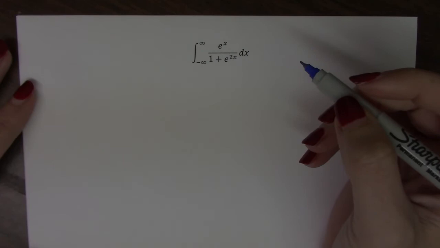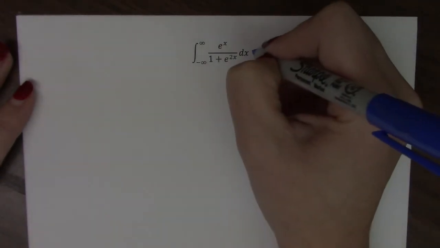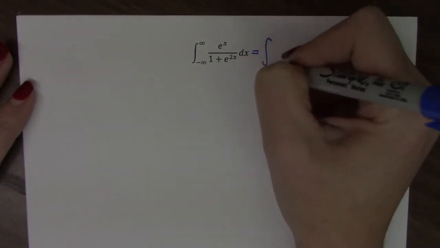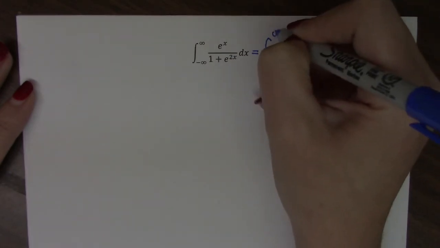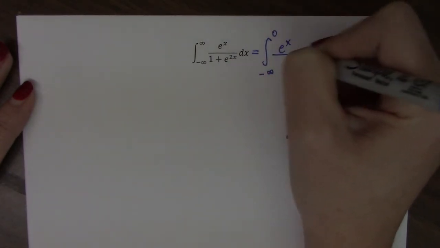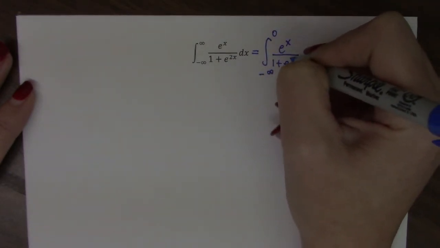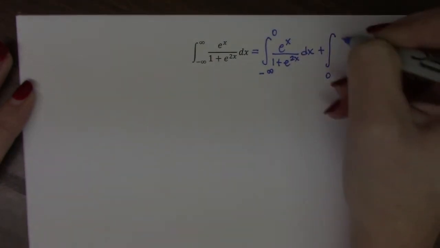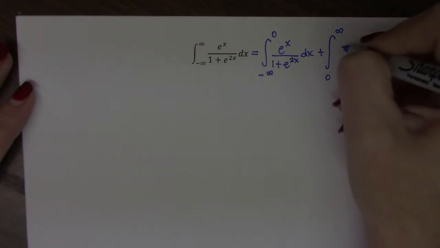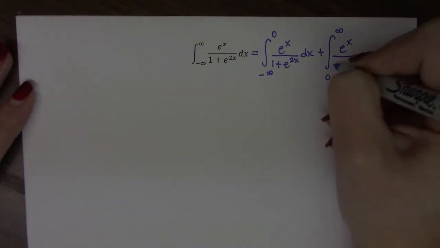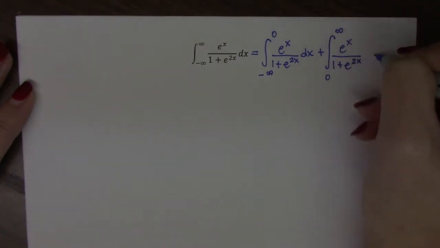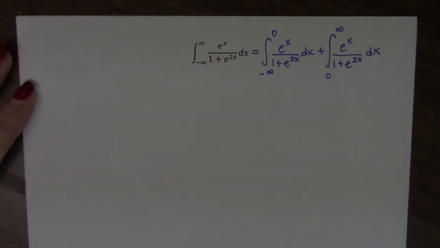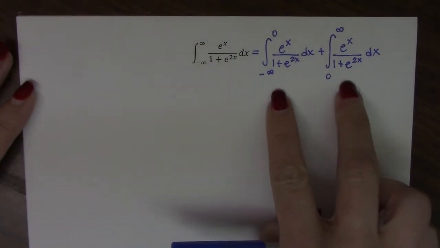What I want to do here first is say this is going to be equal to the limit from negative infinity to 0 of e to the x over 1 plus e to the 2x dx, plus we're going to pick up at 0 and go to positive infinity of e to the x over 1 plus e to the 2x dx. So I have to work with these separately.